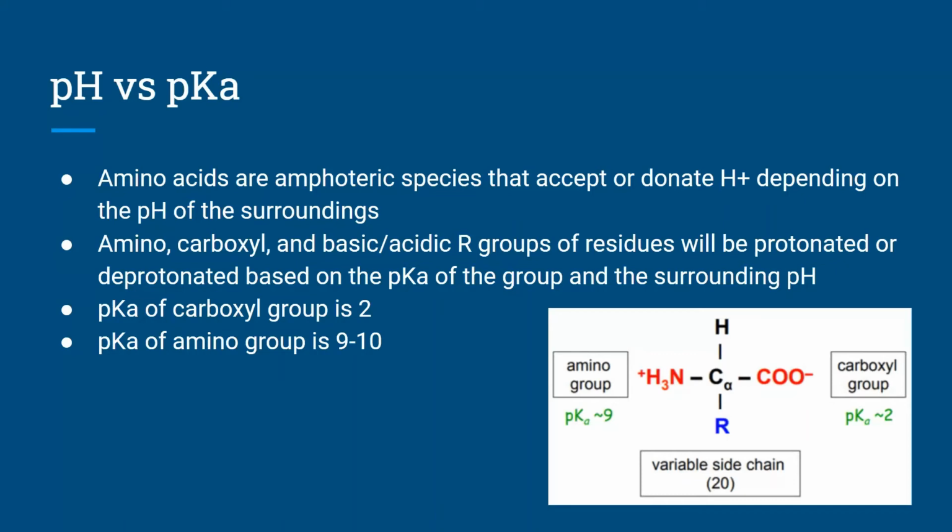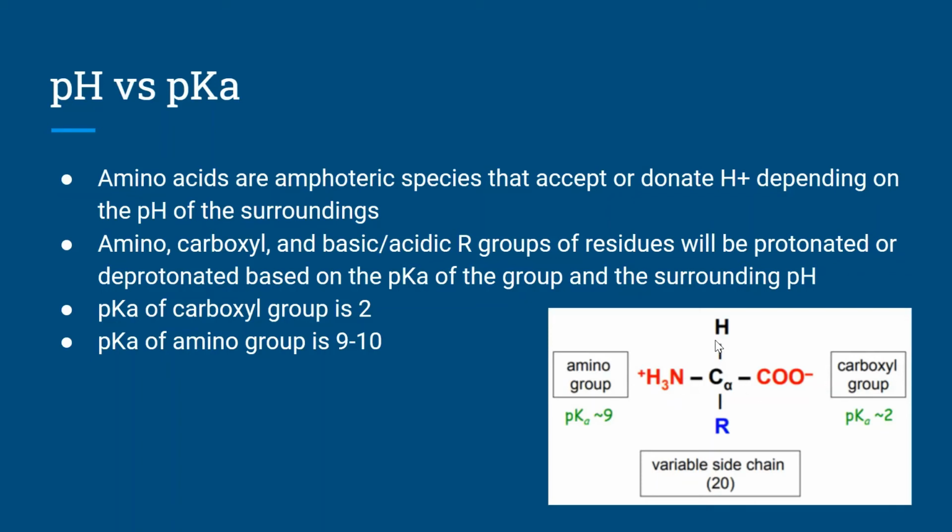So when I was going over the acidic and basic amino acids, I went over the pKa's of each R group, but the pK of the carboxyl group of every amino acid is around 2, and the pK of the amino group on each amino acid is between 9 and 10. Usually they round to around 9.